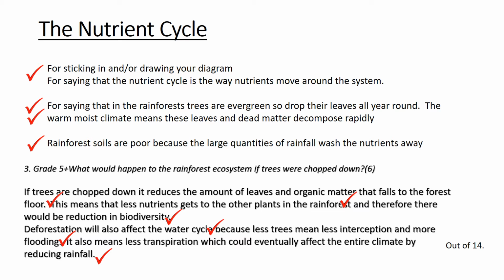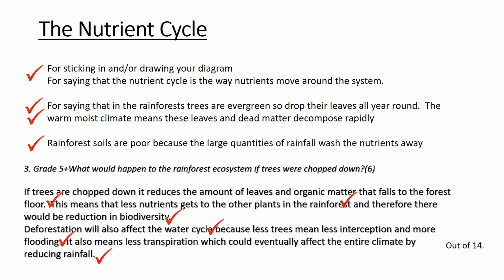So if trees are chopped down, it reduces the amount of leaves and organic matter that falls to the forest floor. This means that less nutrients gets to other plants in the rainforest, and therefore there would be a reduction in biodiversity. Okay, so that bit's talking about the nutrient cycle. Deforestation will also affect the water cycle because less trees mean less interception and more flooding. So interception is where the trees trap the rainfall, so the leaves sort of trap some of that rainfall. If you don't have the trees, you're reducing interception, and then more of the rain will get to the floor, so you'll get flooding.